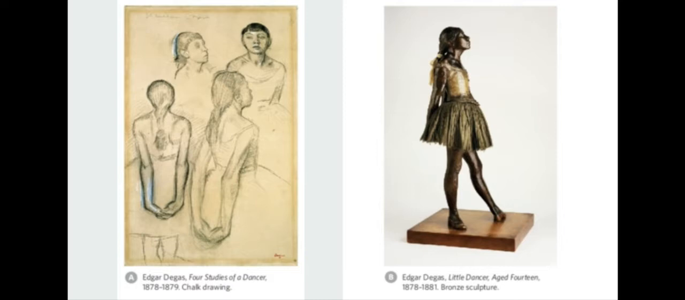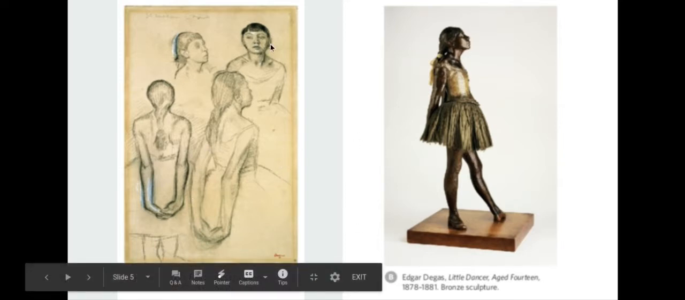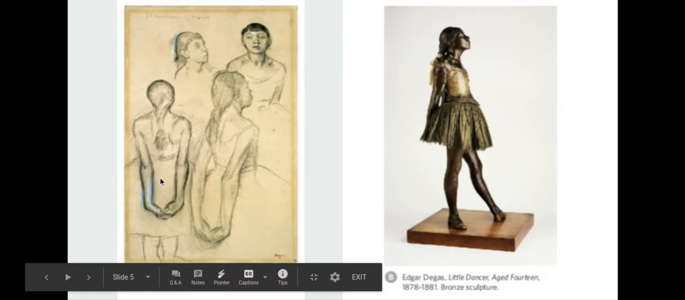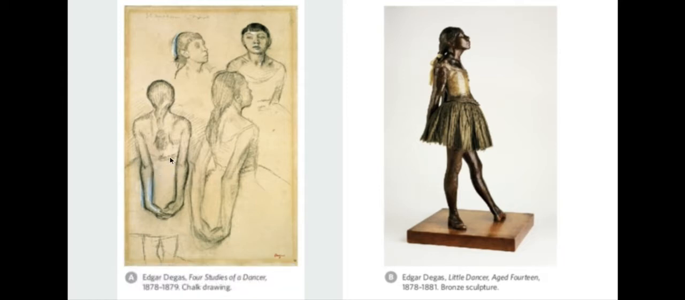The first artwork, A, is sketches of ballerinas. And if we look at the ballerina in the front here, we can really tell that the sculpture is modeled after this ballerina. We can see the front of her, the sides, and the back. So all of these pieces went towards creating or practicing for this sculpture. The artist used the sketch to prepare for the larger piece of artwork. And that's something that we need to remember when we're working, that artists use sketches to plan for larger pieces of artwork.